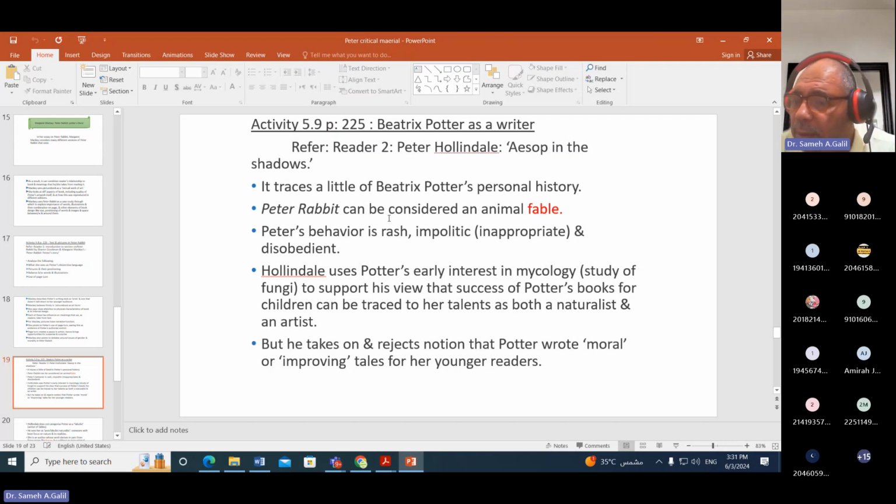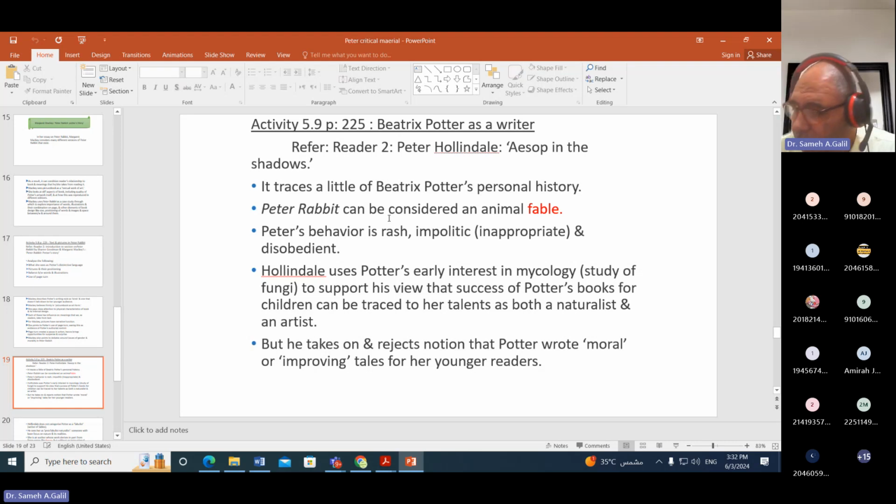And then we move to Peter Hollindale. And with Peter Hollindale, he is trying to prove that Potter was not one of a kind when it comes to anthropomorphism, using animals as characters with a moral purpose. So the title of the article that he wrote is Aesop and the Shadows. He starts off with Beatrix Potter's personal history, and then he looks at the picture book, Peter Rabbit, and he says that it can be an animal fable.